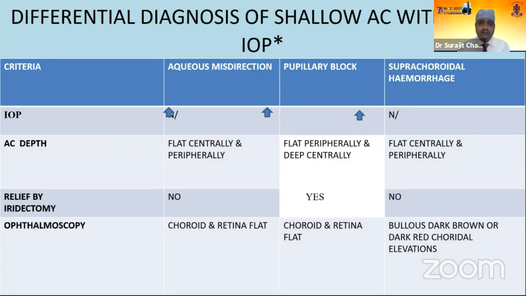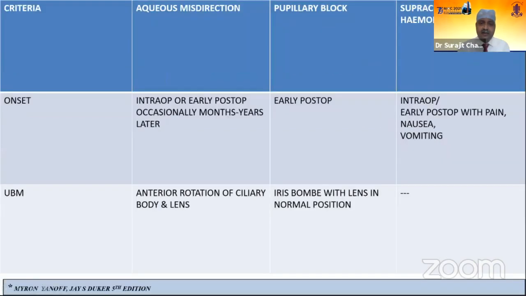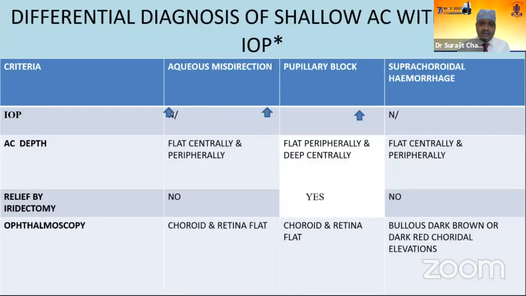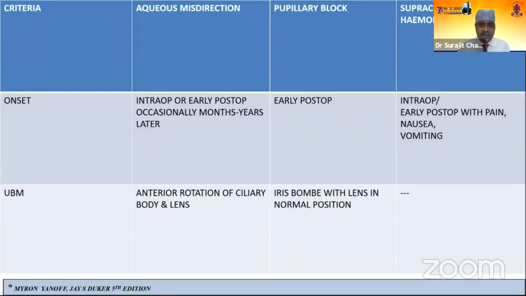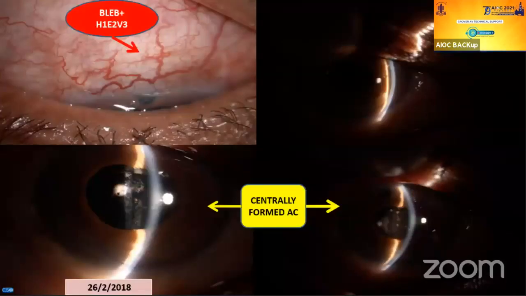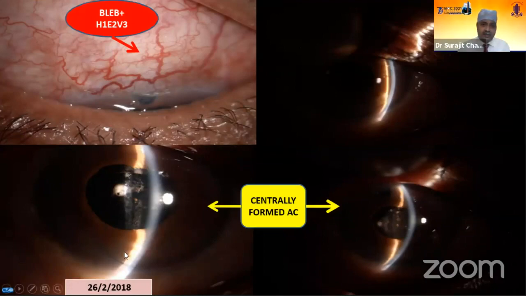These are the 3 entities side by side. What we can understand is pupillary block can be easily recovered with PI. Okay, this is the last one. This is the example you can probably see, even with a mid-dilated pupil.